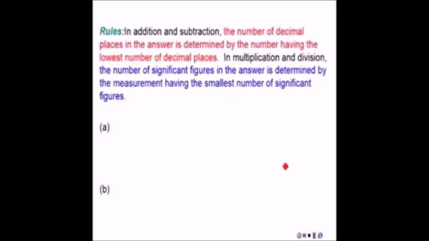Okay, and here are the solutions. First of all, I put the rules at the top. Remember that in addition and subtraction, the number of decimal places in the answer is determined by the number having the lowest number of decimal places. In multiplication and division, the number of significant figures in the answer is determined by the measurement having the smallest number of significant figures altogether. All right, let's go for A then.